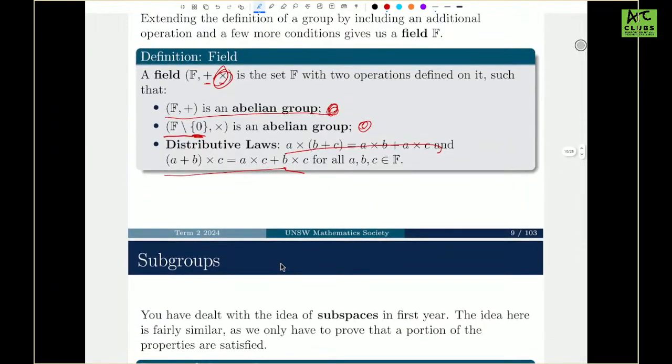Common examples of fields: the field of rationals, because everything has a multiplicative and additive inverse. The reals as well, and the complex numbers. With the rationals, you can add, multiply and invert elements and you still get a rational. So that's why it has closure for these operations that we're used to. Here, addition and multiplication are the ones we'd be used to.